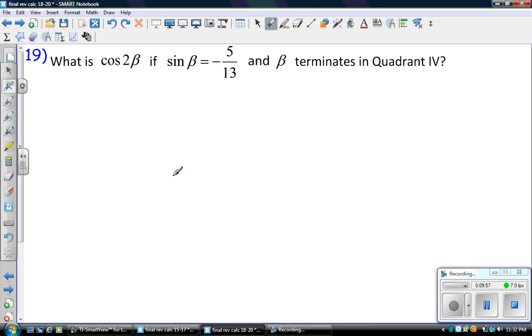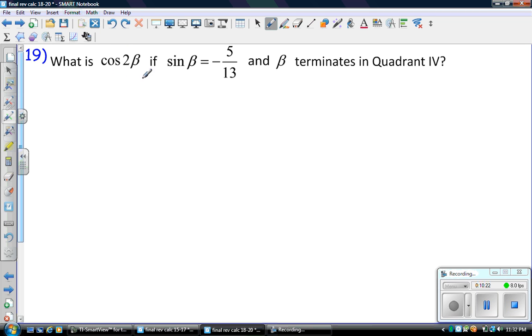Number 19, another identity. Double angle. Double the angle: 2 sine cosine is sine. For cosine, just use this one, cos squared less sine squared. And again, we didn't seem to like that version or that verse of the song, but it's okay because it'll be on your final, the formula.